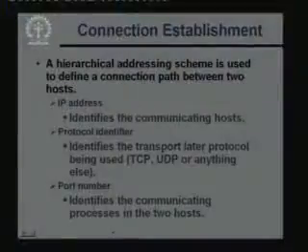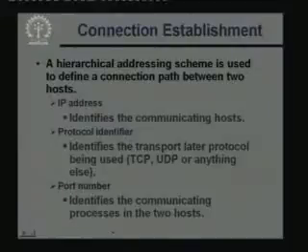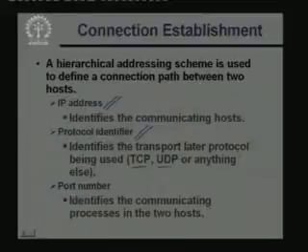Okay. Now talking about connection establishment, there is a hierarchical addressing scheme. There are three things which need to be specified when you establish a connection. First is the IP address of the two ends, the source and the destination. Next is the protocol, whether you are using TCP, UDP or any other protocol. The third is the port number to identify the processes at the two ends. These are the three things you need to specify when establishing a connection.